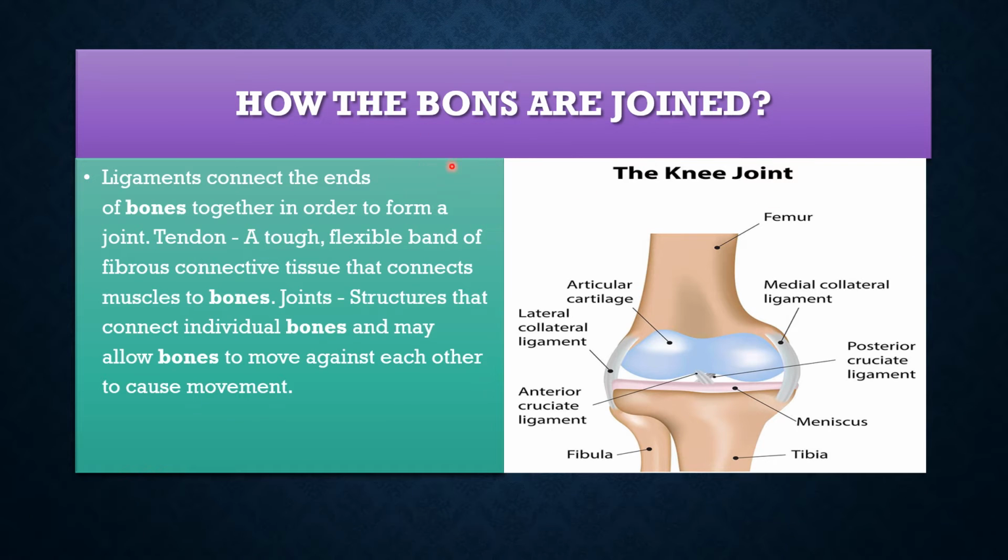How are the bones joined together? Ligaments connect the ends of the bones together in order to form joints. A tendon is a tough, flexible band of fibrous connective tissue that connects muscle to bones. A joint is a structure that connects individual bones and may allow bones to move against each other to cause movement. As we can see in the picture, this is the ligament that is joining the knee joint. This and this.